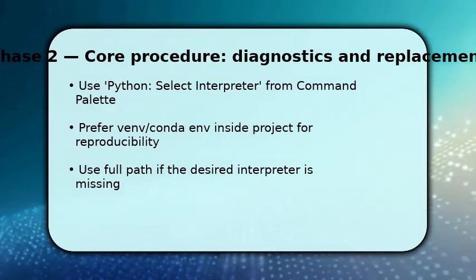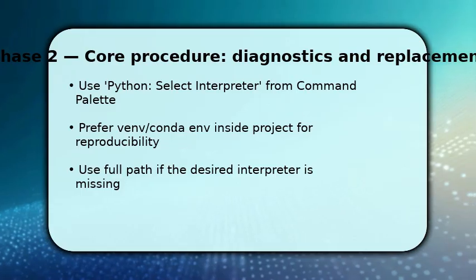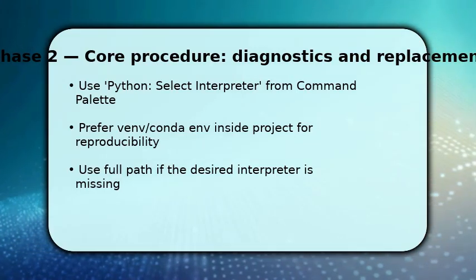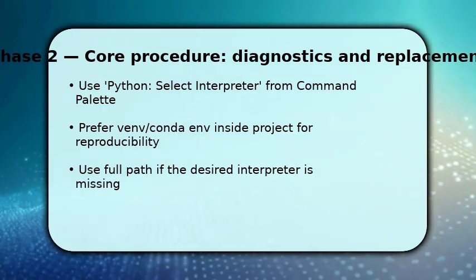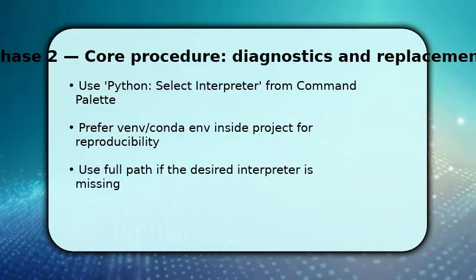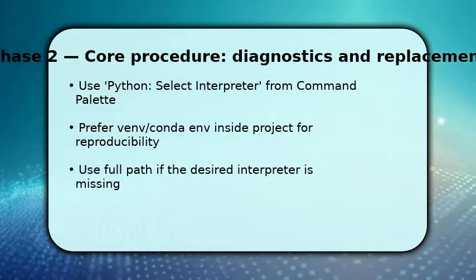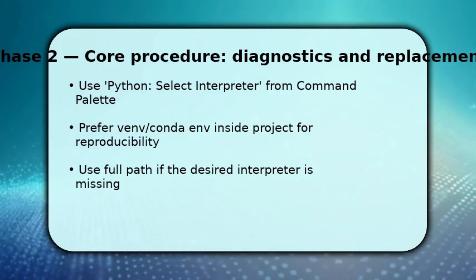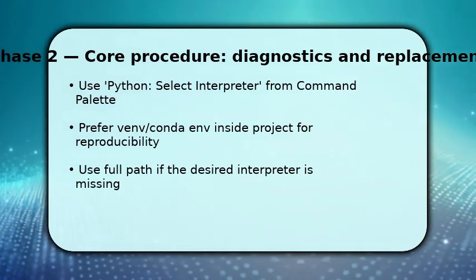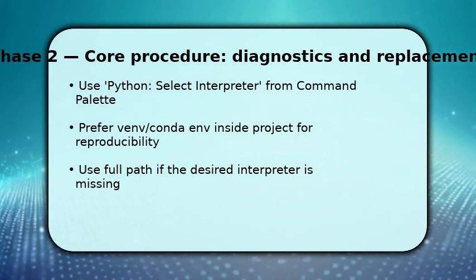This isolates dependencies. If you need a system Python, choose the path like /usr/bin/python3 or C:\python39\python.exe. Once selected, check the blue status bar at the bottom left. It shows the active interpreter. If you switch interpreters, make sure to reinstall extension-specific language servers and restart the terminal so the new path is used.